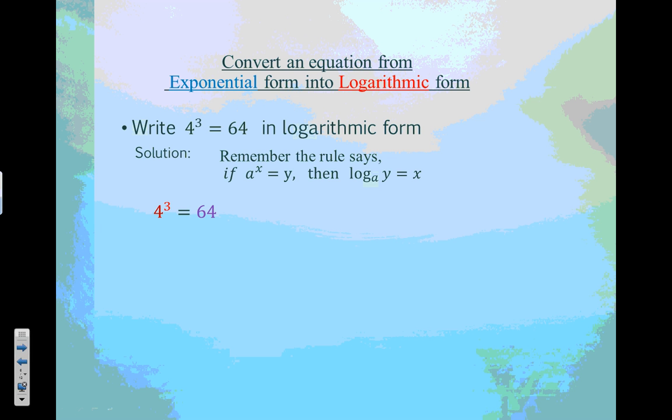So what is our a? Our a is our 4. So 4 cubed equal to 64 implies that log base, well, what is our base? Our base is 4. So log base 4 of, the argument is 64, is equal to, what's the exponent? The exponent is 3. So log base 4 of 64 equal to 3.